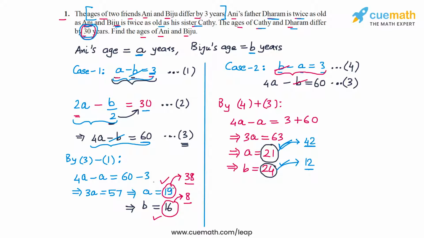So to summarize, there are two possible answers in this problem. Answer 1 is that Ani's age is 19 years and Biju's age is 16 years. And answer 2 is that Ani's age is 21 years and Biju's age is 24 years.